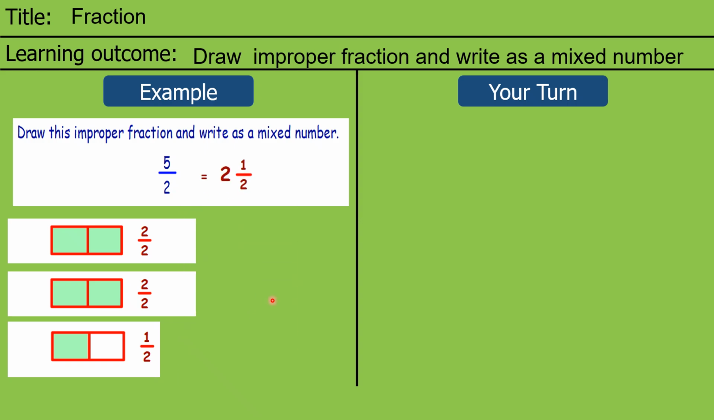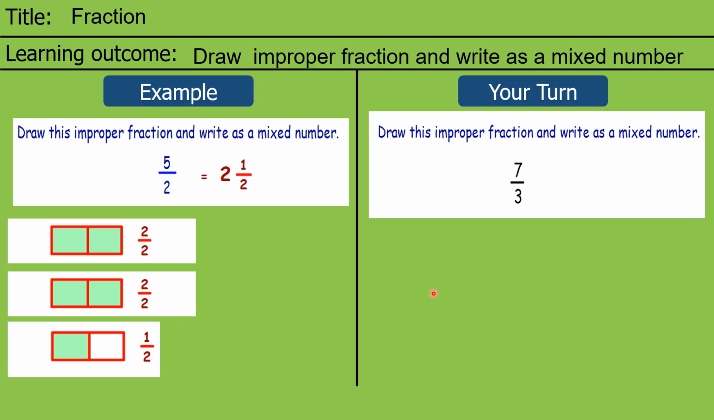Let's look at a different question. You can pause the video and try this one for yourself. Let's draw this improper fraction and write it as a mixed number. 7 divided by 3 goes 2 times, so that's 2 wholes, and there's a remainder of 1. So let's draw our first whole, and it should be divided into 3 equal parts.